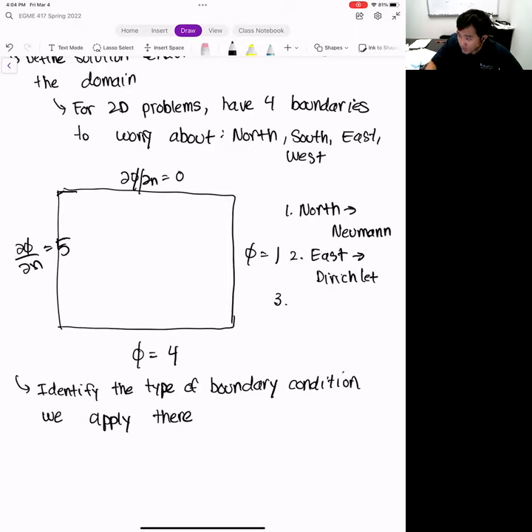Working our way around the horn, next we have our south boundary condition. Here we're directly specifying the value of the solution. We're saying phi is equal to 4.